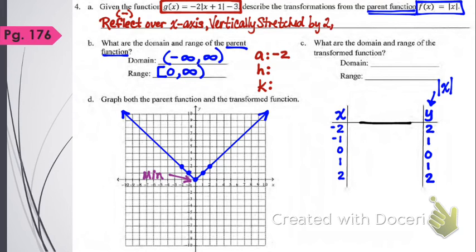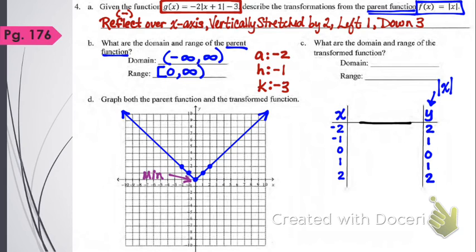by 2. You said h is left 1, so what number would we use for h? -1. And what about our k? Down 3. So what number are we using for k? -3. That's what's going to make it go down after we stretch it.